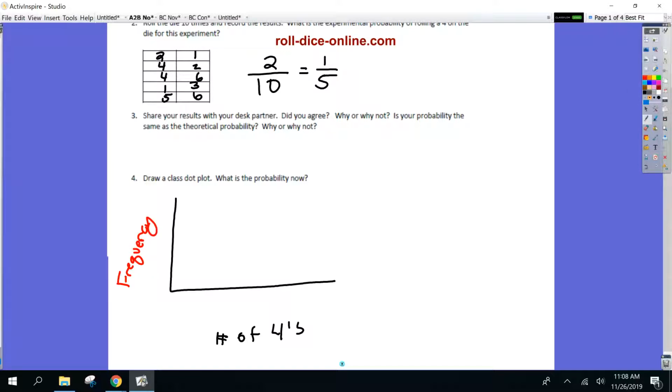So how many times did we roll the die? 10. So on the bottom, I'm going to go 1 all the way to 10, because who knows, maybe somebody got all 4s, all 10 rolls. Doubtful, but it's possible, right? All right, so what I'm going to do right now, I'm going to go around to each one of you, and I need you to tell me and your classmates how many 4s you got, and we'll plot it up here. All right? Anybody go above 5?